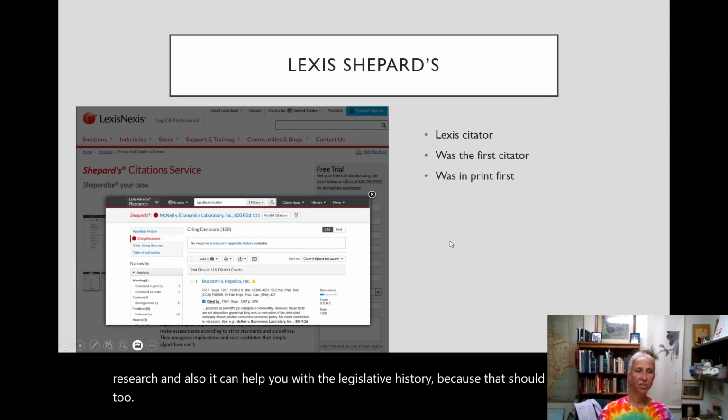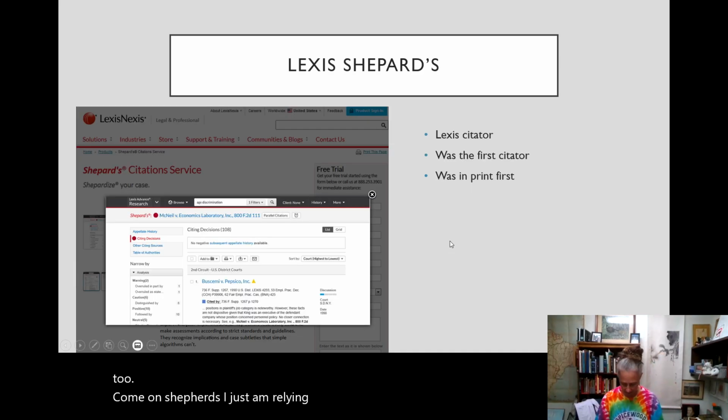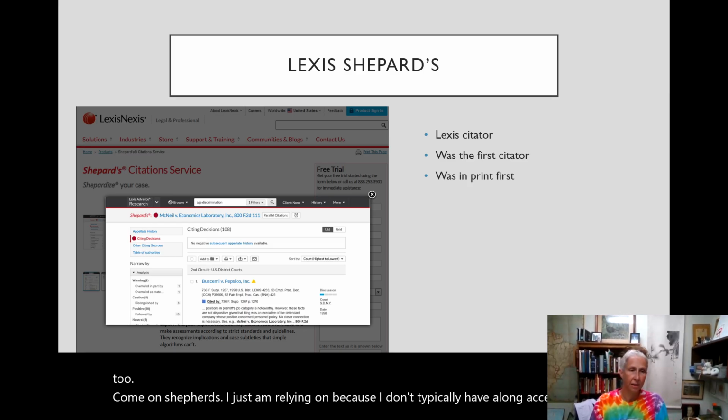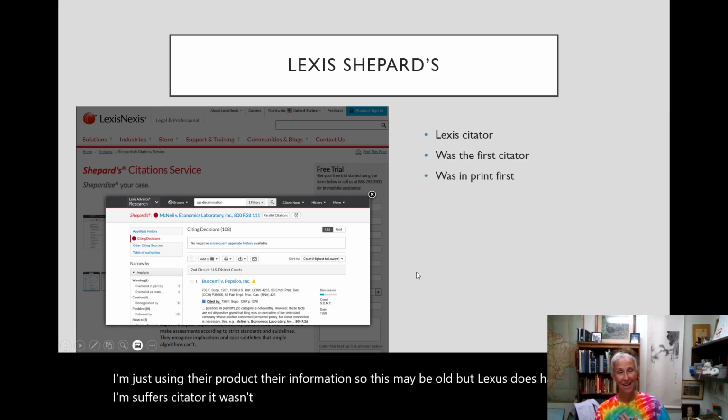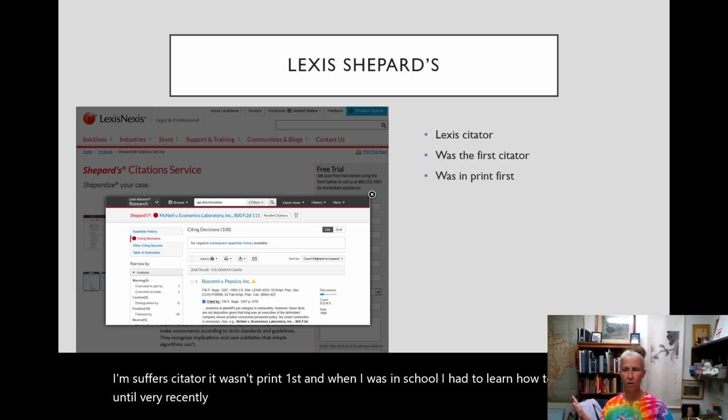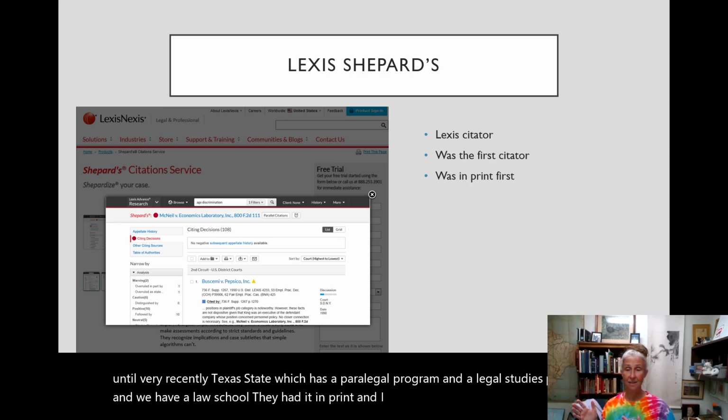On Shepard's, I'm just relying on their product, their information, because I don't typically have long access to Lexis. So this may be old, but Lexis does have a citator. It's the first citator. It was in print first, and when I was in school, I had to learn how to use it. And until very recently, Texas State, which has a paralegal program and a legal studies program, we don't have a law school, had it in print, and I was like, nobody has this in print. The State Law Library doesn't have it in print, to my knowledge.